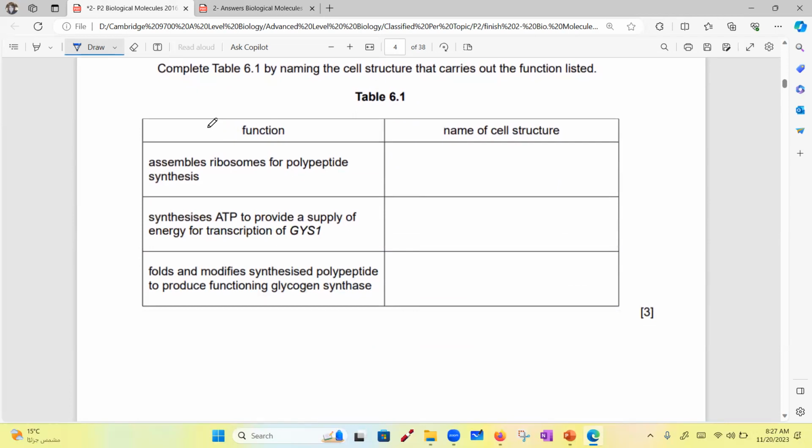Okay, this table is cell structure. Which organelle assembles ribosomes for polypeptide synthesis? In other words, which organelle makes ribosomes? Nucleolus. Ribosomes are made in the nucleolus. It assembles ribosomes for protein synthesis. It synthesizes ATP. What synthesizes ATP? Mitochondria, of course, very easy.